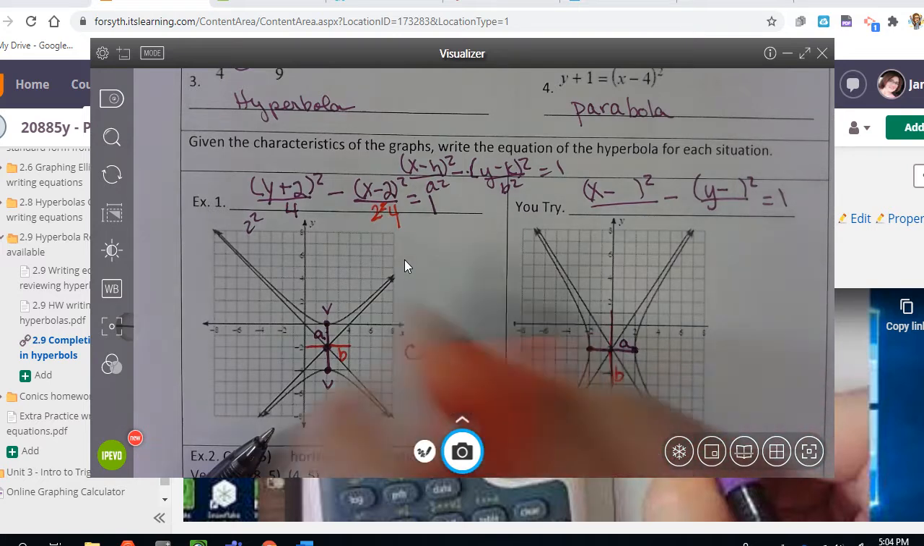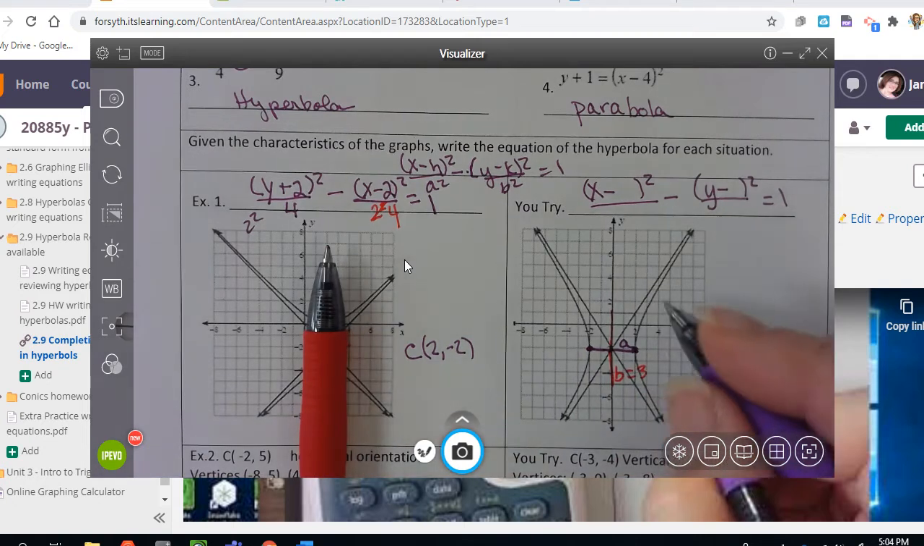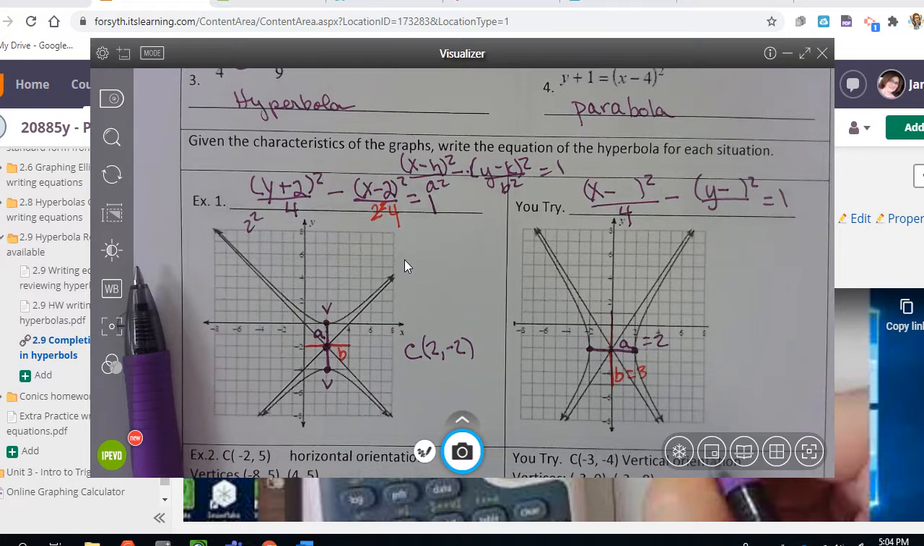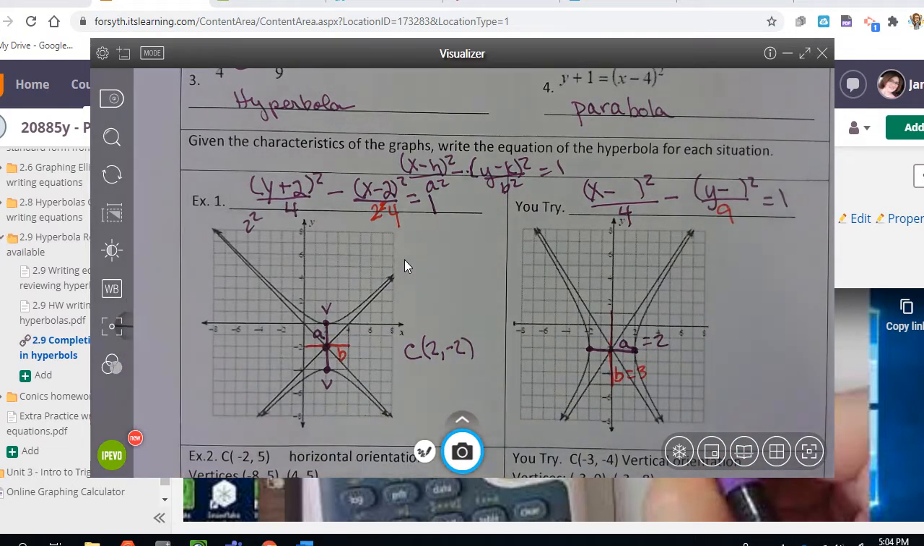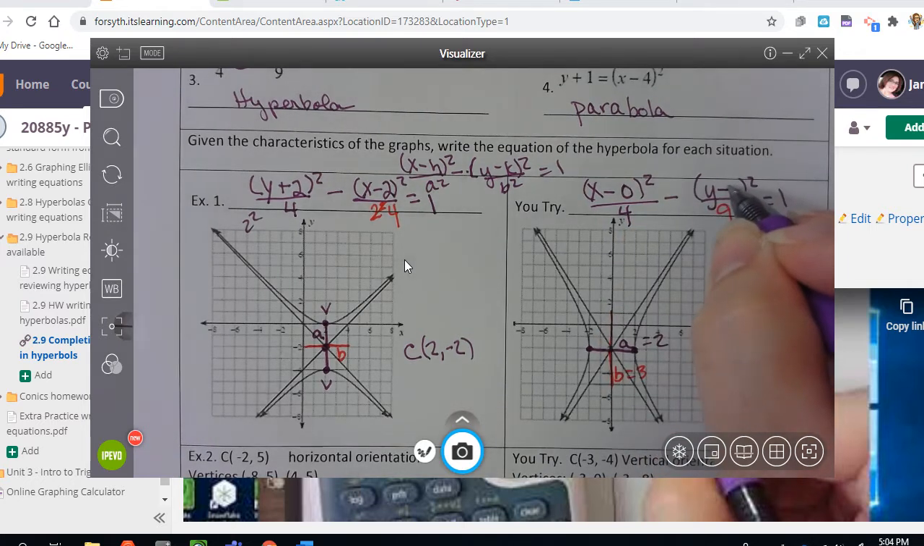All right, so this one's done with 4 and 4 on the bottom. This one, the B is 3, the A is 2, so 2 squared is 4, 3 squared is 9. And I haven't even filled in the center yet. I got really excited about that. The center is 0, negative 2. So I would go over here and fill in 0, negative 2.